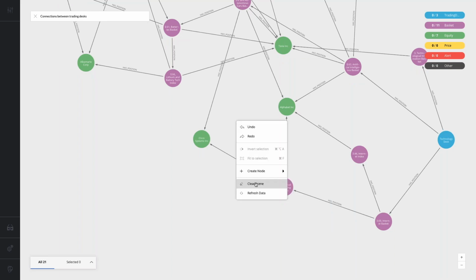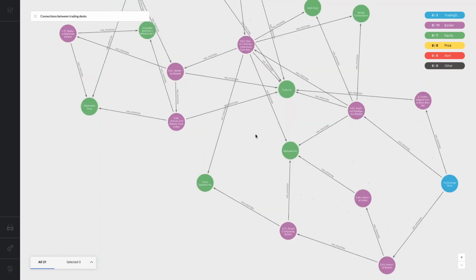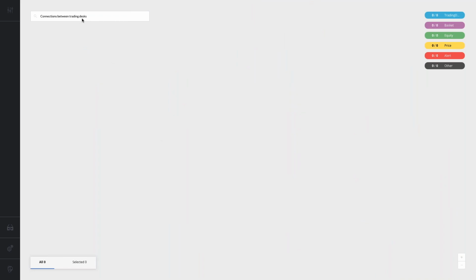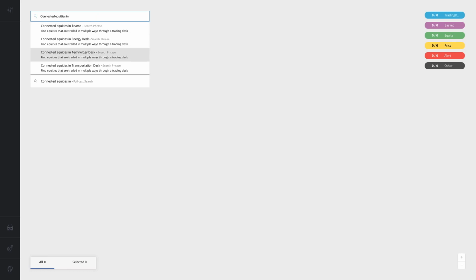And another type of connectedness that might be important is finding connectedness within one trading desk. So many of these equities are traded across different trading desks, but are also traded differently within the same trading desk. And so one may have more exposure to that specific equity. So we've also defined a search phrase to find that. So we can look up in plain English, connected equities in any of these trading desks.